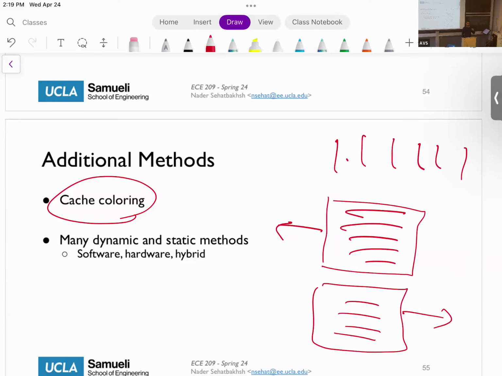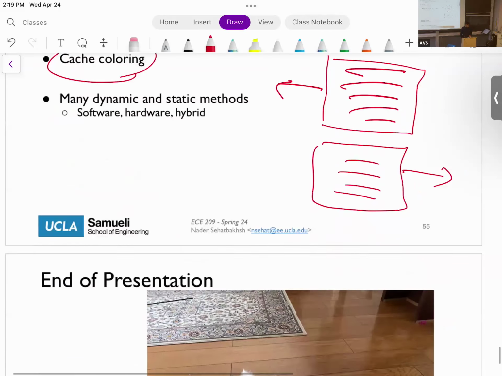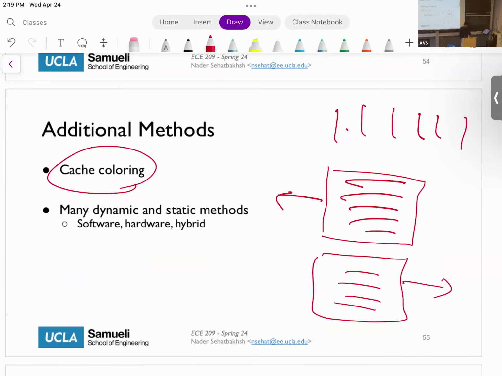You can even partition at the software level or the hardware level, or some sort of hybrid method between software and hardware. And then there's also this CAT technology, cache allocation technology, I think, which Intel uses. And this is actually a commercialized technology. And what it does is give priority to different software.